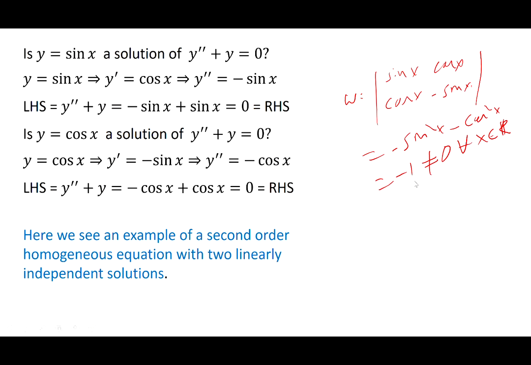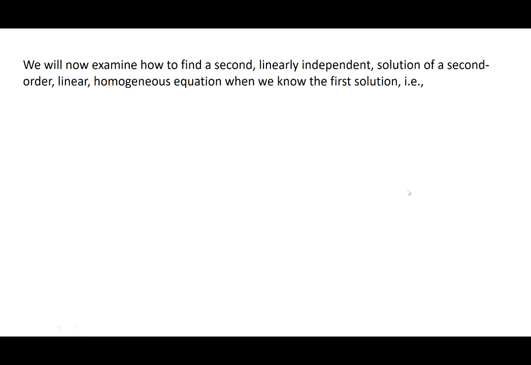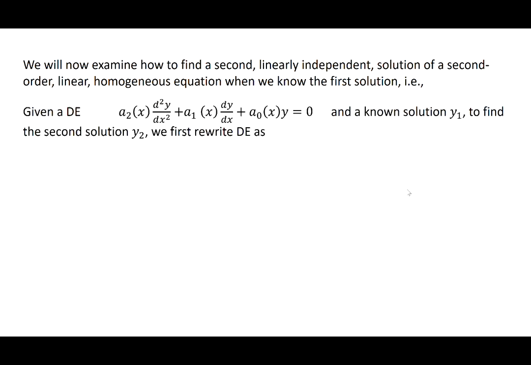Okay? With that, what we will look at is, if we have a second order homogeneous linear equation like this, a2 of x d square y dx square, or y double prime, and so on. And if you know one solution, say y sub 1, how do you find the second solution, y sub 2? Not just the second solution, it better be the linearly independent second solution. How do you find that?